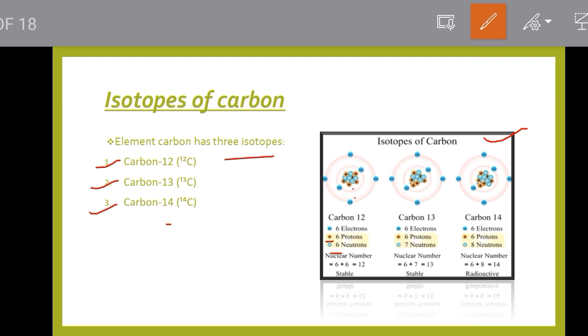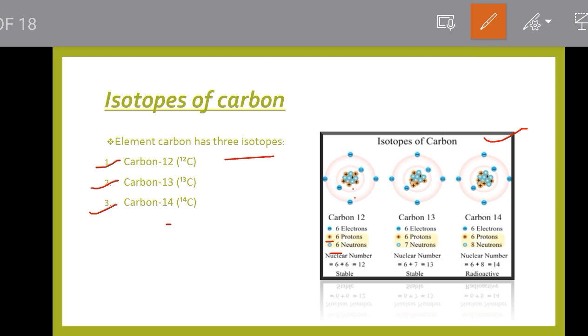While carbon 13 has 7 neutrons. It has the same number of electrons and the same number of protons, but the neutron number is different. It has 7, while carbon 14 has 8 neutrons. These two are stable, while carbon 14 is radioactive.